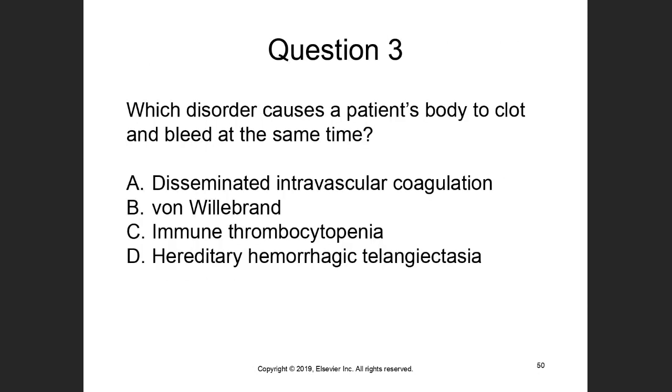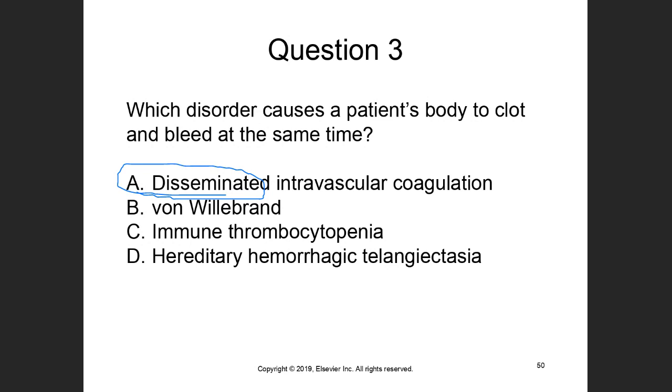And we have question number 3. Question number 3: which disorder causes a patient's body to clot and bleed at the same time? What is the answer? The answer is DIC, okay? Exactly, DIC. Any question from this chapter? No questions? Okay, then let's move to the next one.